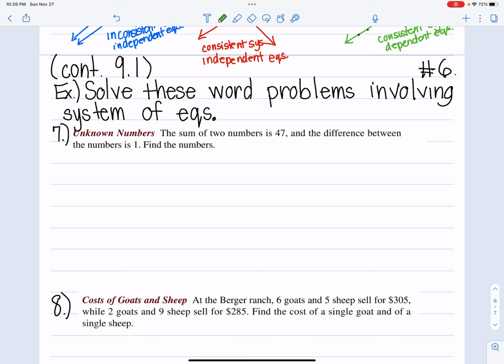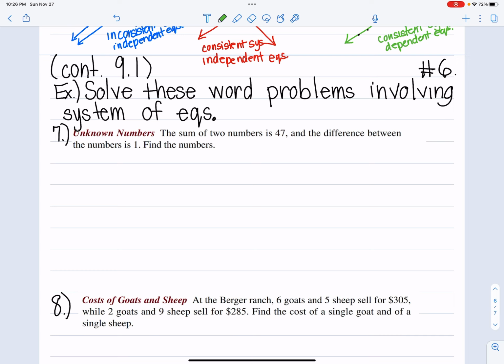Okay. So now let's read this. The sum of two numbers is 47. The difference between the numbers is 1. Find the numbers. We don't know. And you all can guess all day long. We're not talking about guessing. I need you to show me algebra, not guessing, because I can't read inside of your head. Okay. So I don't know what these two numbers are.